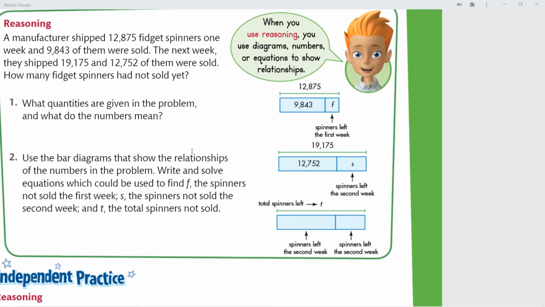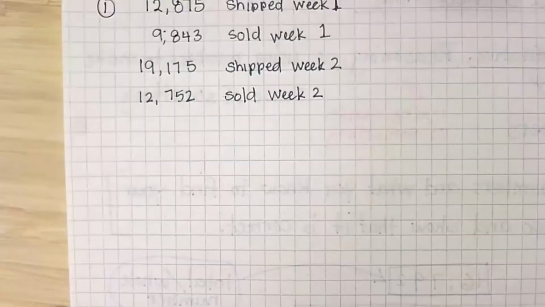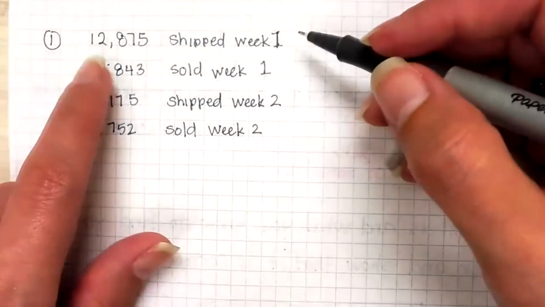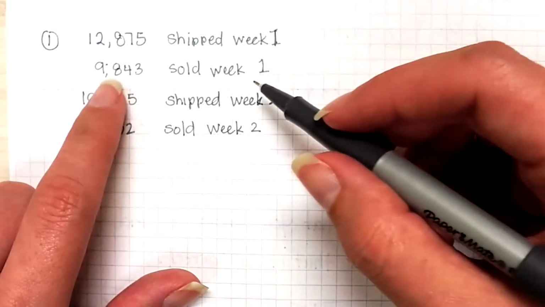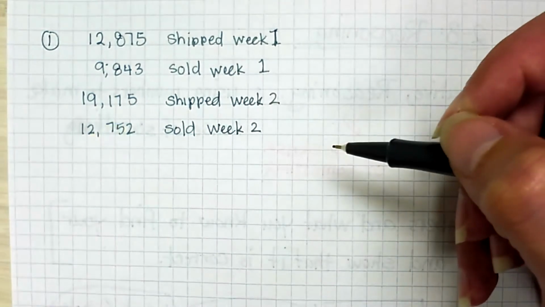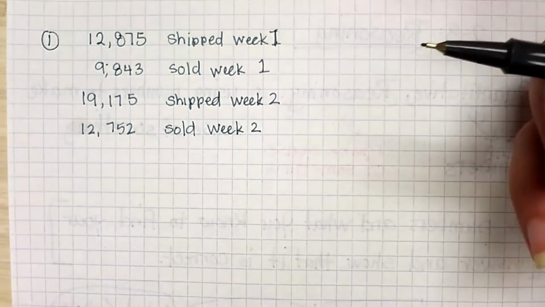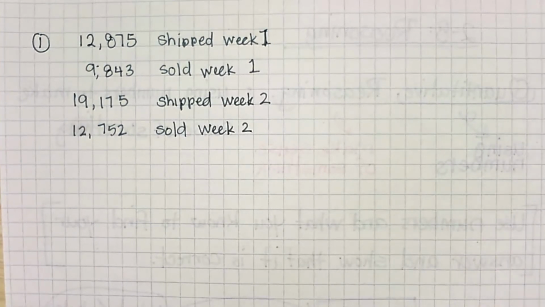Okay, so when I go back and I go to answer my question, what quantities are given in the problem and what do the numbers mean? I know that there were 12,875 shipped in week 1, and of those 9,843 were sold. I know that 19,175 were shipped on week 2, and of those 12,752 were sold. So what I'm going to do is I'm going to use the bar diagrams to help me figure out how much were not sold.